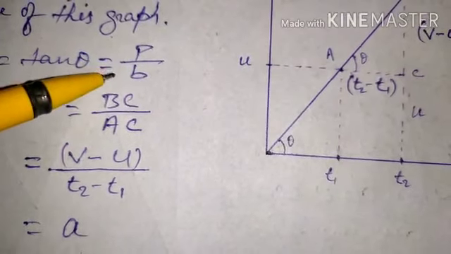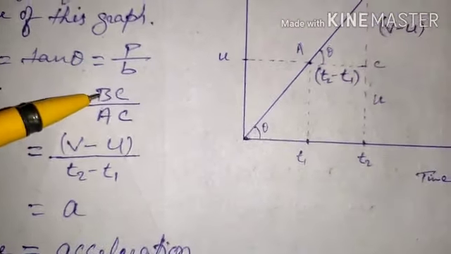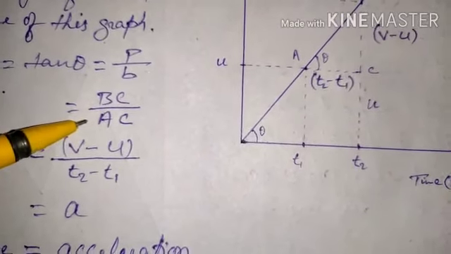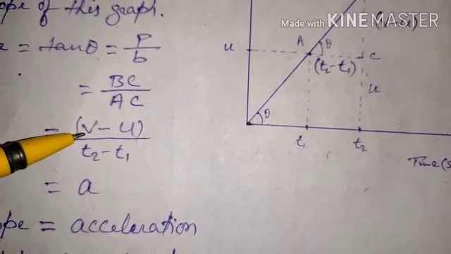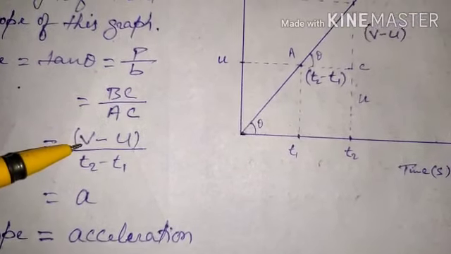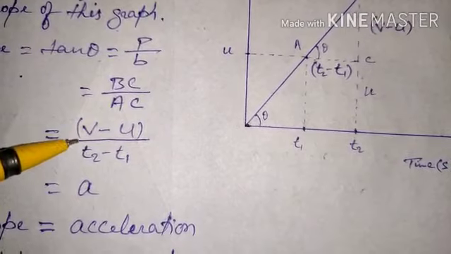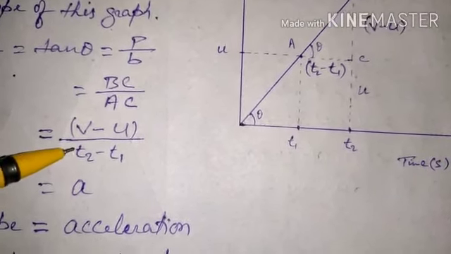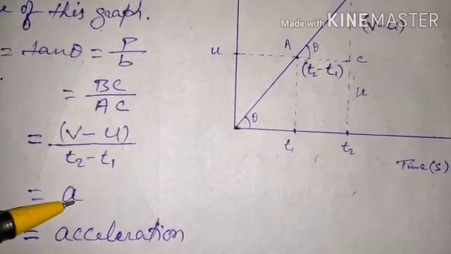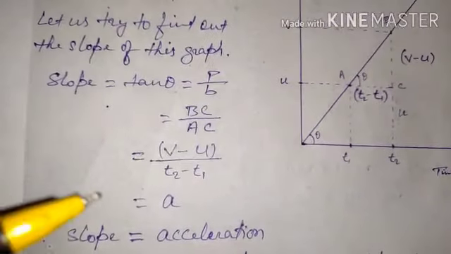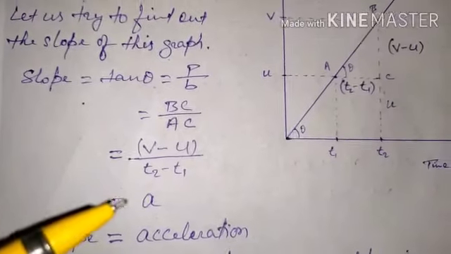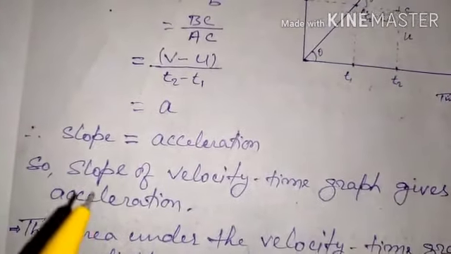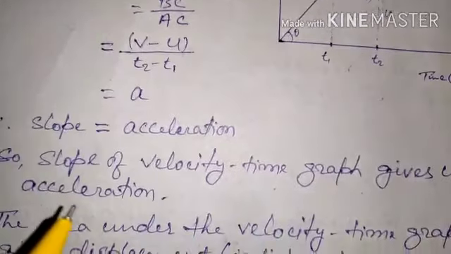So I had taken the ratio of perpendicular to the base, and here the perpendicular is BC and the base is AC. I had substituted the values, and you can see BC equals v minus u and AC is equal to t2 minus t1. So velocity by time, this is the definition of acceleration. So we had got acceleration. From here we can conclude that the slope of the velocity time graph gives us acceleration. So the slope of velocity time graph gives us acceleration.